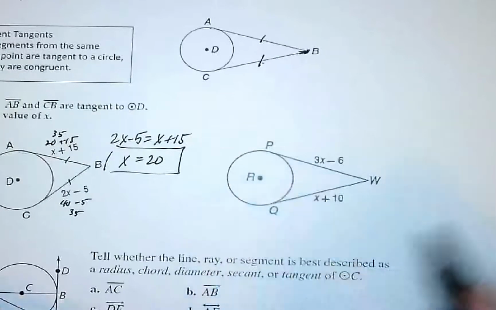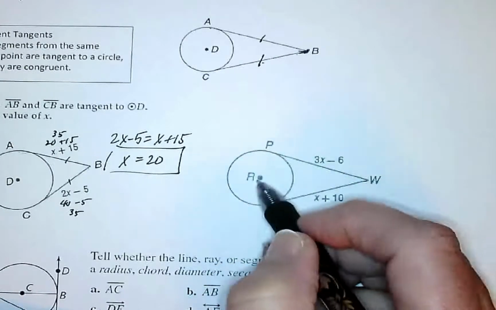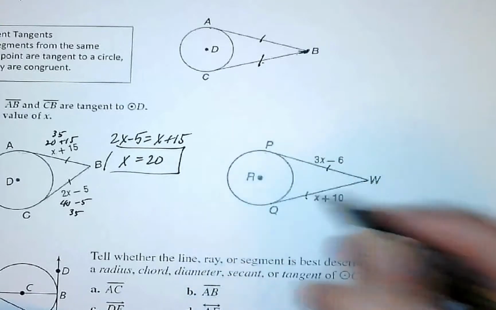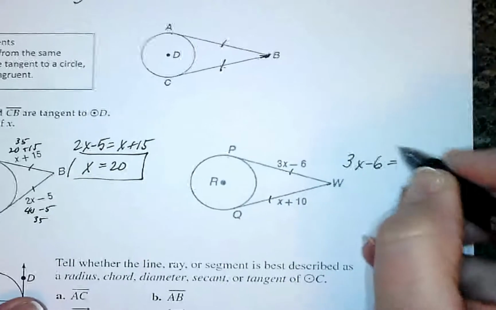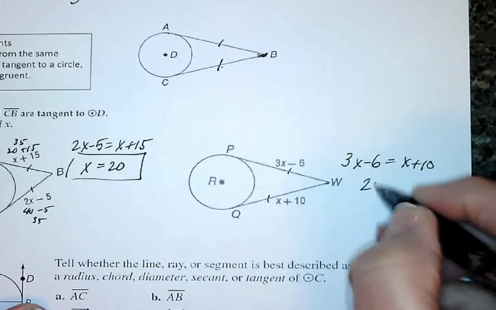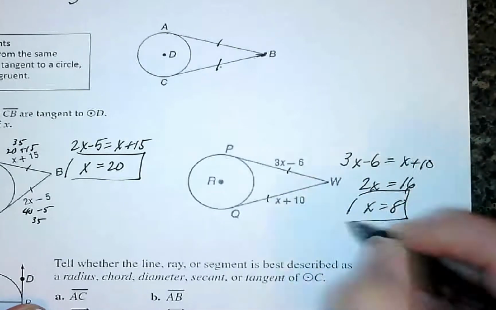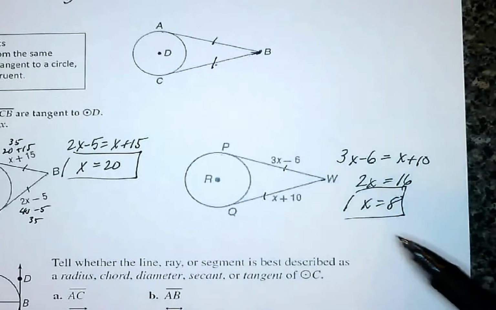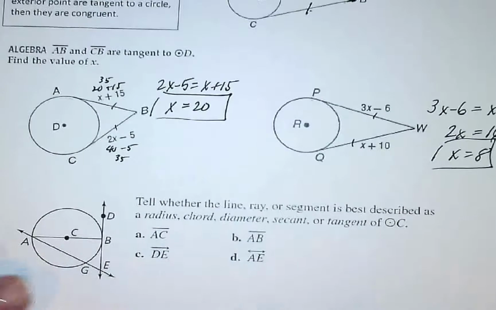Okay, it's the same situation here. We've got an exterior point W that is tangent to circle R at point P and point Q. So these 2 segments are going to be equal to each other. So I'm just going to set it up as an equation. Subtract. And then again, x equals 8, so you could go back and plug it in here to see if you get the same values.